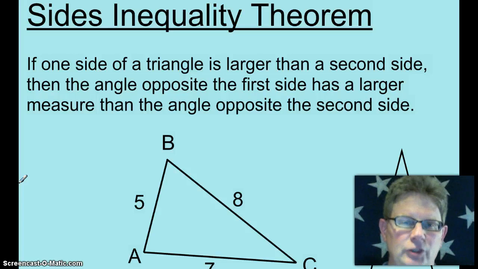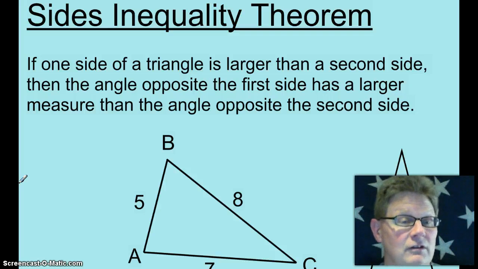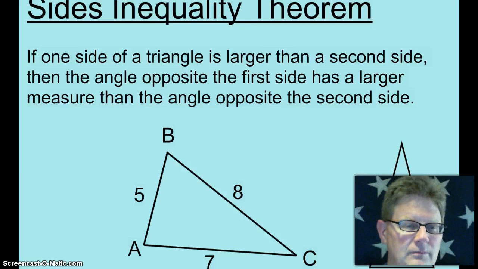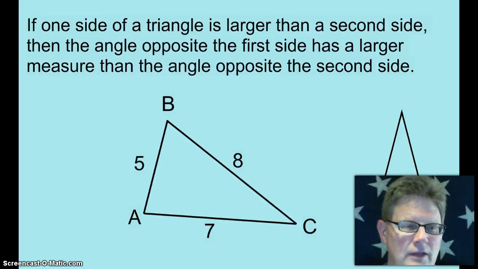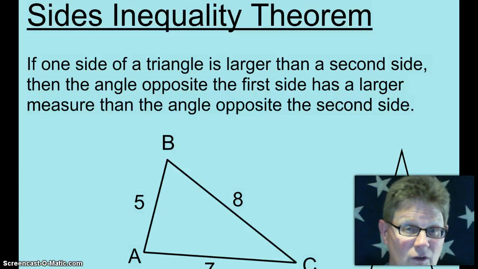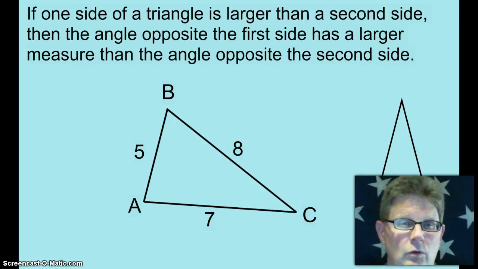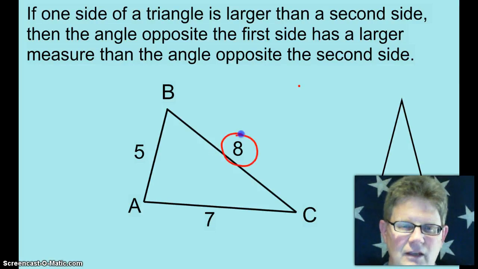Alright, the Sides Inequality Theorem. If one side of a triangle is larger than a second side, then the angle opposite the first side has a larger measure than the angle opposite the second side. Wow, that's a whole lot of words. That's the Sides Inequality Theorem again. Alright, what I want you to do is look at the 8 and the 5.